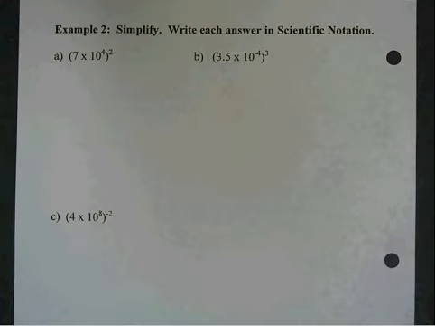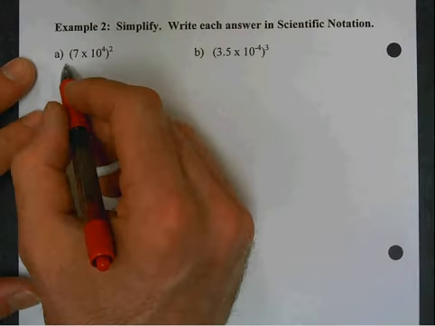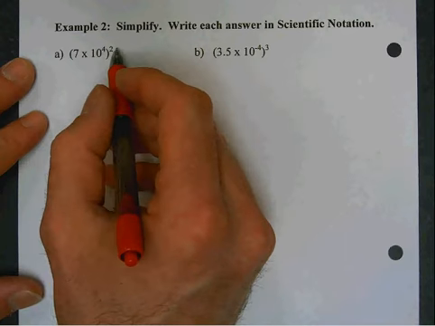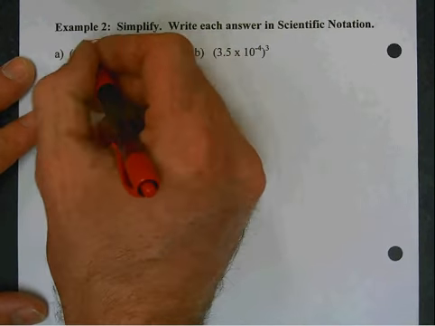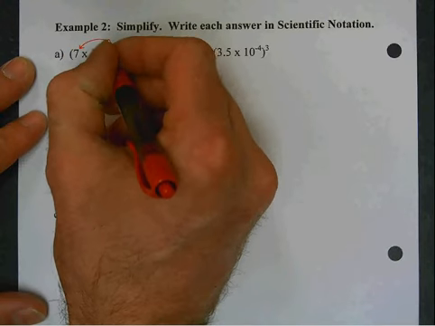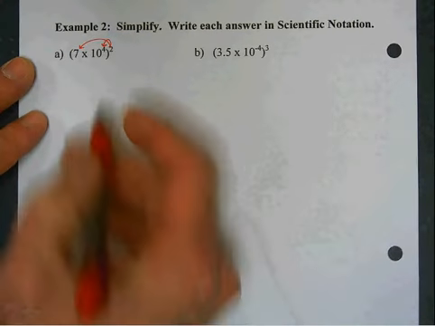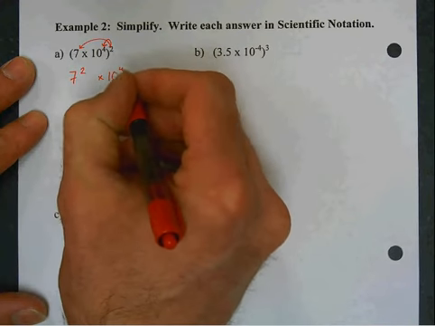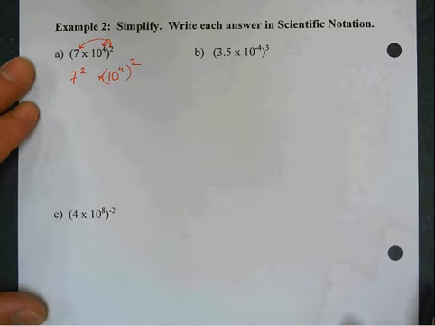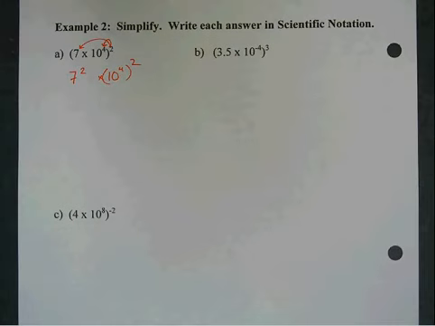All right, on this back side, we have a scientific notation raised to a power. So what we're going to have to do is take that 2 and distribute it to both parts. So we end up with 7 squared times 10 to the 4th squared. That's the distributing. Now, a lot of this you'll get to the point where you can do it very quickly in your head. What's 7 squared? 49, obviously. Okay.